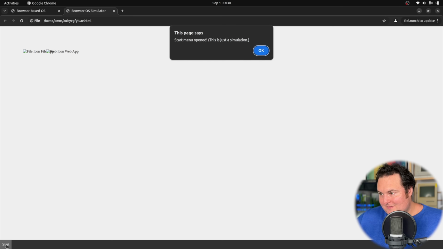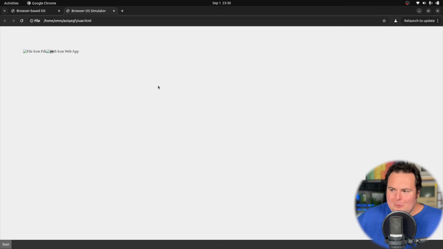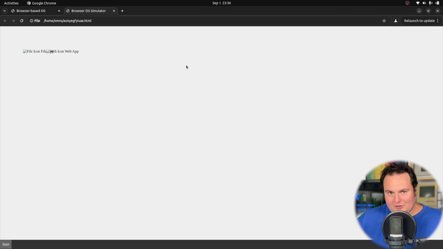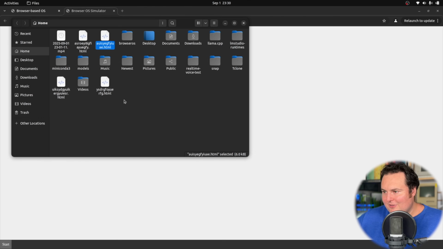So this page says start menu open. This is just a simulation. All right, I was enthused by that. I take it. File icon file. Much better. This result so far is the best. And again, it's not necessarily saying too much, but the web icon app, open a real one. All right, I like this result. I'm very pleased with this result.